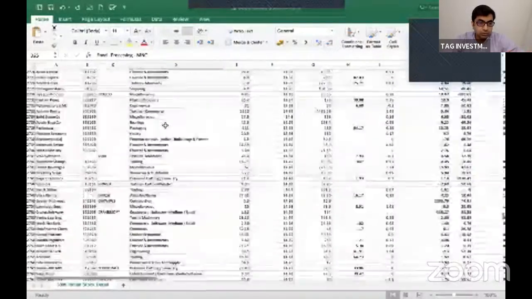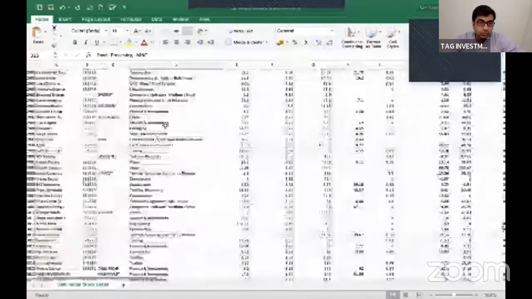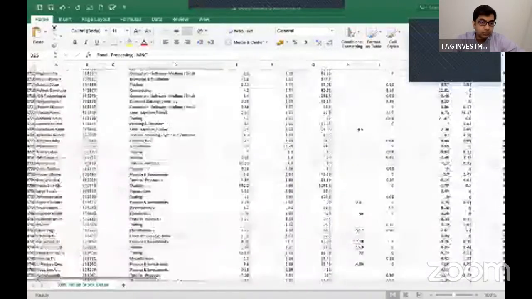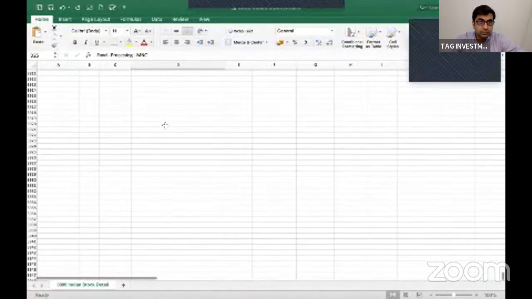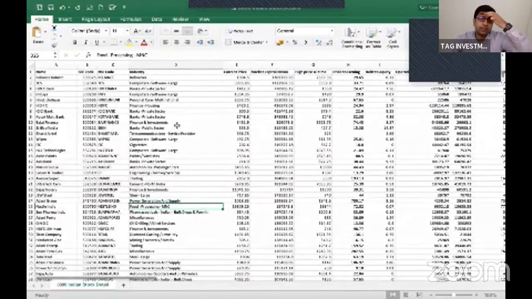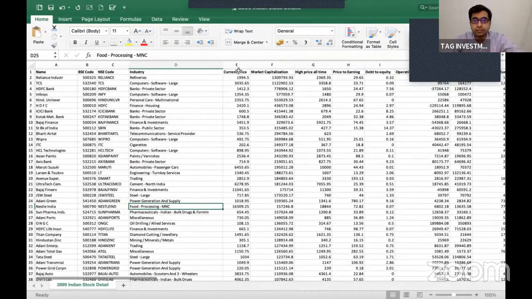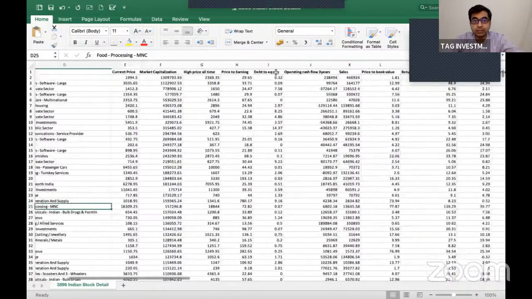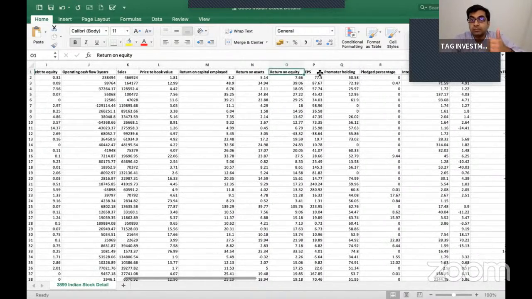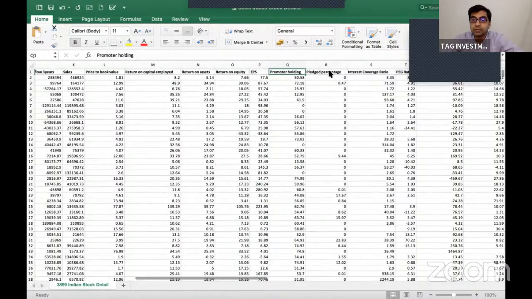So this is a list of almost close to 4,000 stocks which we have. Just browsing quickly through it. These are the stocks. Now, just to give you a sense: which industry it belongs to, what is the current market price, what is the market cap, what is the all-time high, what is the debt to equity ratio, what is the price to earning, what is the operating cash flow, what was the sale, what is the price to book value, what is return on capital employed, return on assets, ROA, ROE, EPS, promoter holdings, pledged percentage.